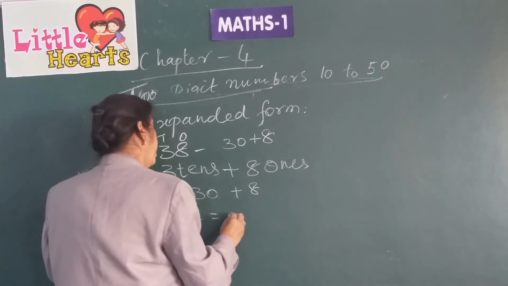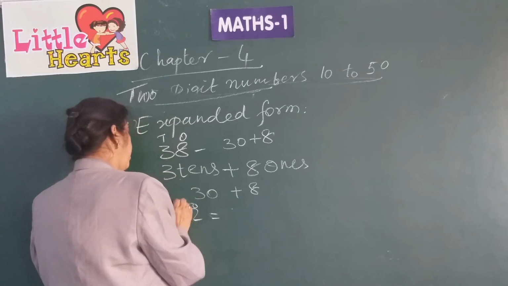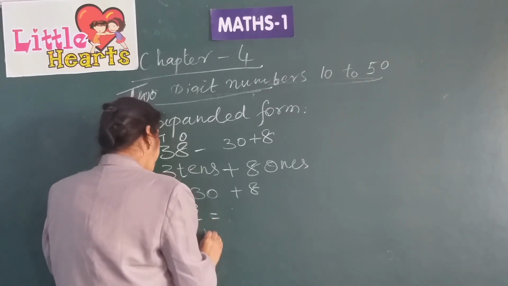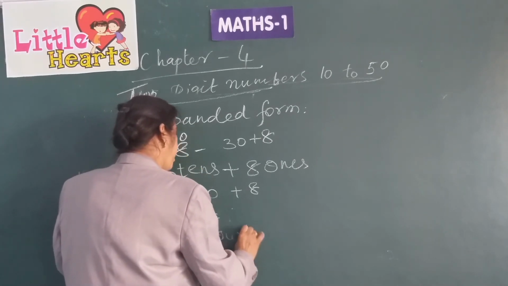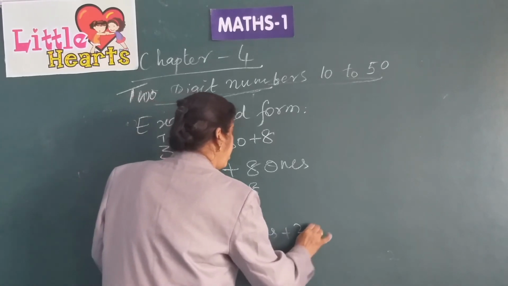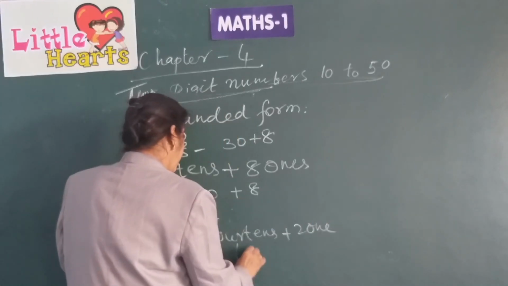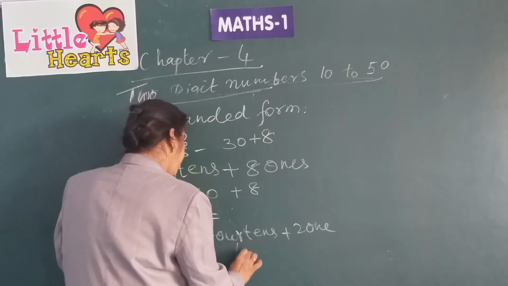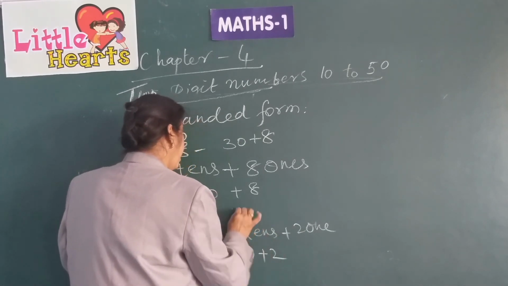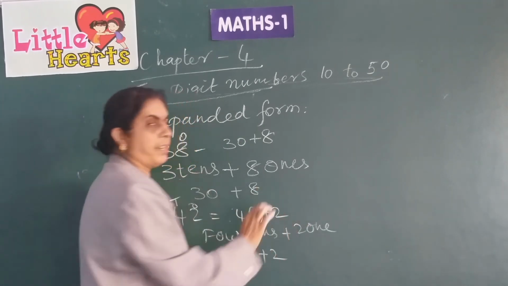42. 2 in the ones, 4 in the tens. 4 tens plus 2 ones. 4 tens is 40 plus 2. 40 plus 2 is the expanded form.